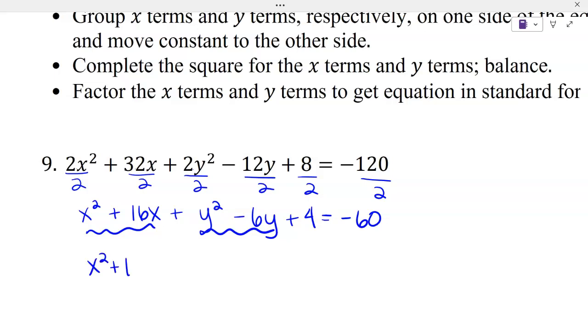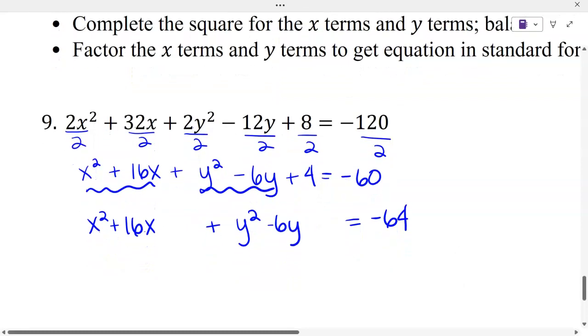I've still got x squared plus 16x. I'm going to leave a little bit of space right there, so I can complete the square. And then I have y squared minus 6y. I'm going to leave a little bit of space. And I would subtract 4 from both sides. I get minus 64.